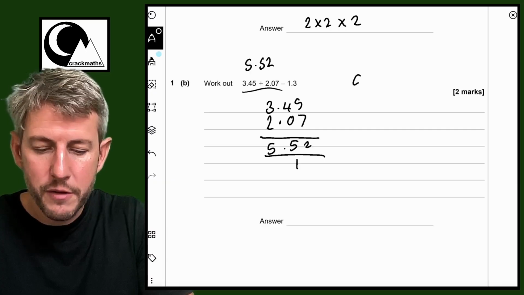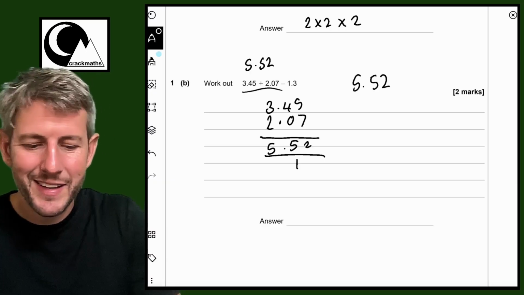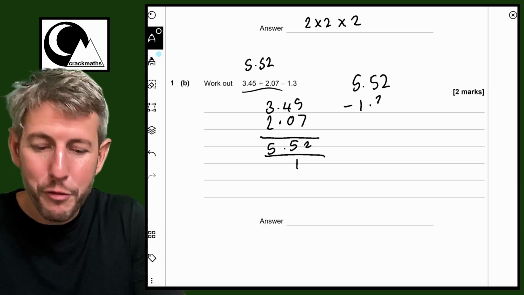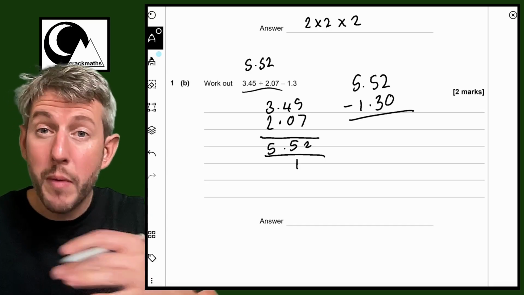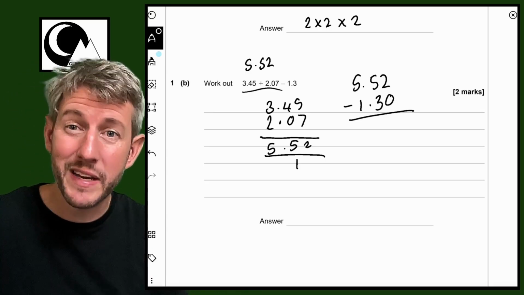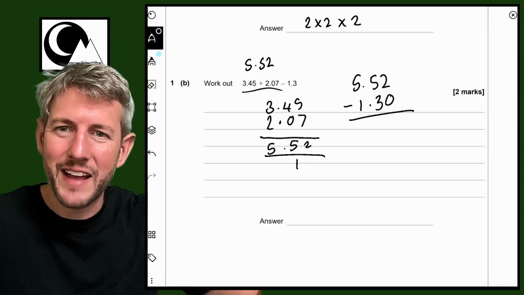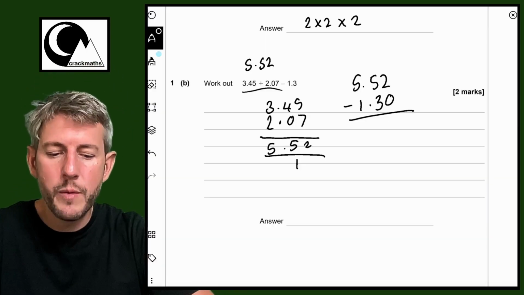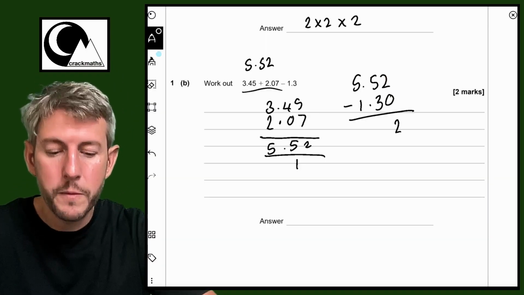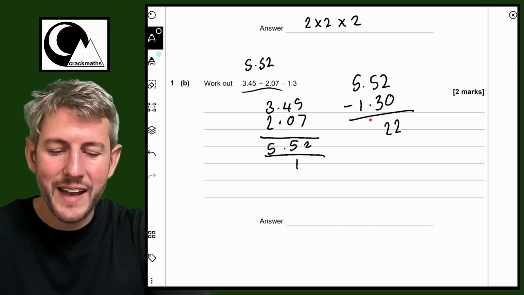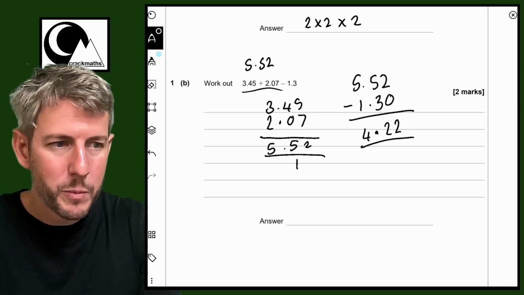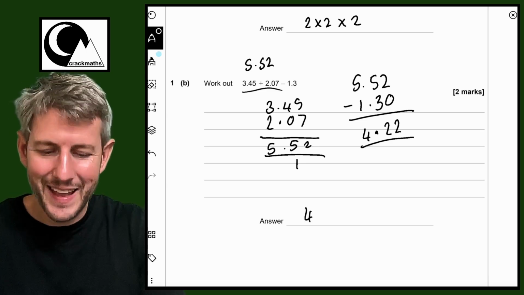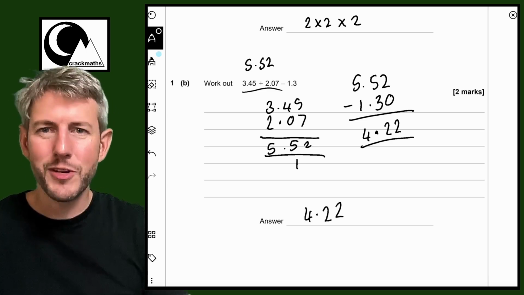So I'm going to do 5.52 take away 1.3. I'm going to add a 0 here just so we've got the same number of digits. Remember, after the decimal place, you can put as many zeros as you like because it doesn't actually impact anything. So here we go. We've got 2 take away 0 is 2. 5 take away 3 is 2. And 5 take away 1 is 4. Must remember to include the decimal place. So the answer is 4.22.